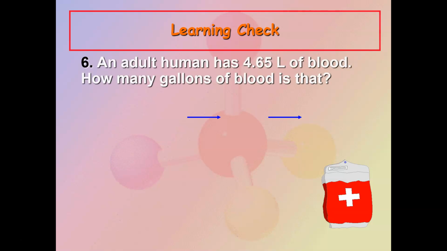So let's do a learning check. We have that an adult human has 4.65 liters of blood. You're asked how many gallons of blood is that? So at first, let's make our plan. I'm in liters, and I want to get to gallons.